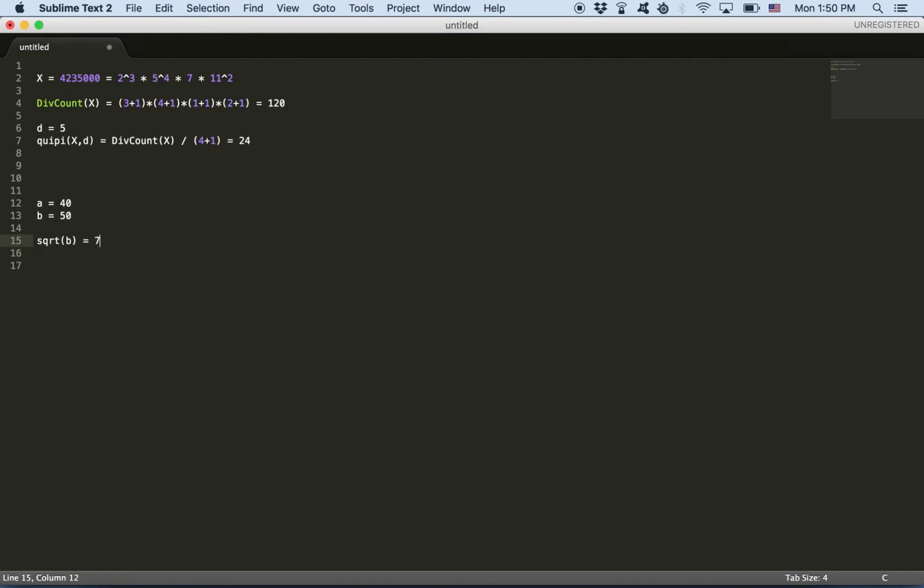That means that we need to find all the prime numbers up to 7. Here we will use a regular sieve to find them. So primes is equal to 2, 3, 5, and 7. These are all the prime numbers up to 7. We will use these primes to sieve through the range. We will see how in a moment.